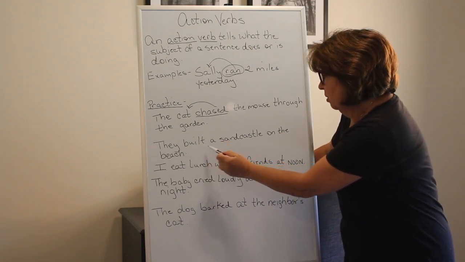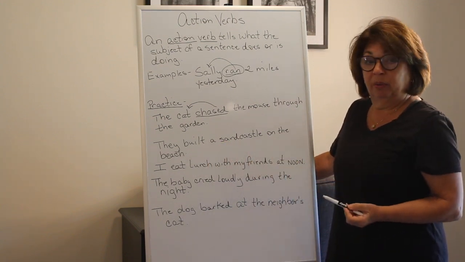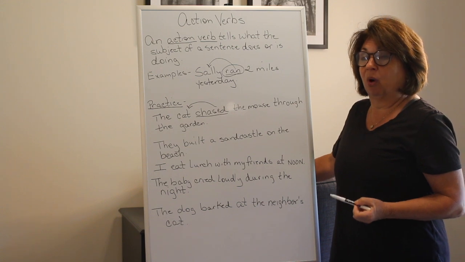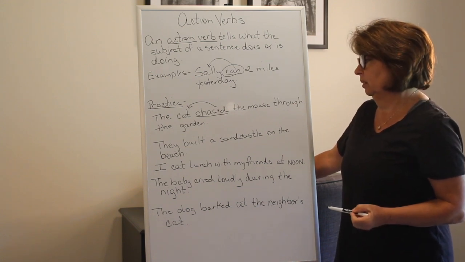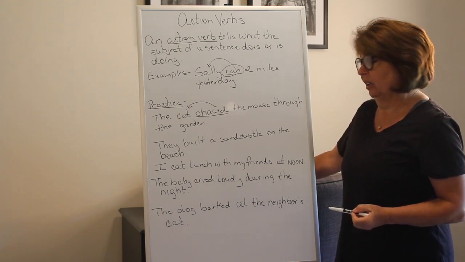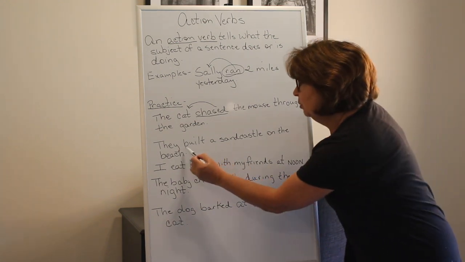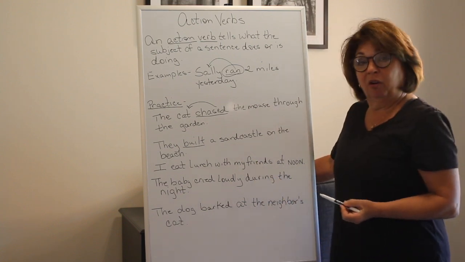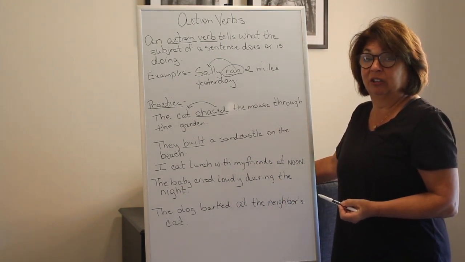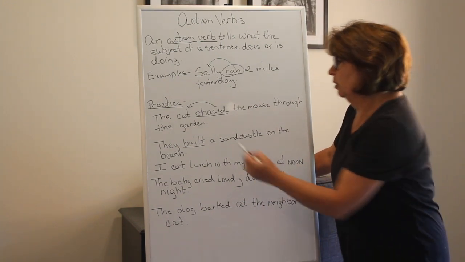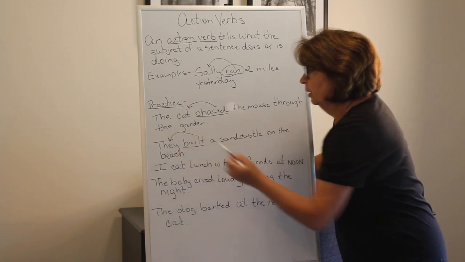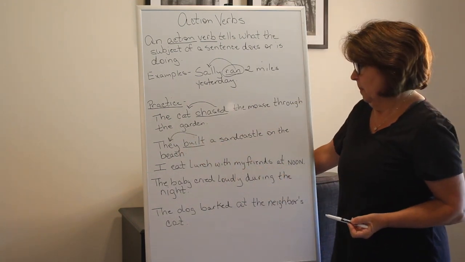All right, next one. They built a sandcastle on the beach. What is the action word? What can you do in this sentence? Take a look at it. Take a second. All right, if you said built, you would be correct because that's actually something that you can do. Who built? They built. The subject of our sentence.